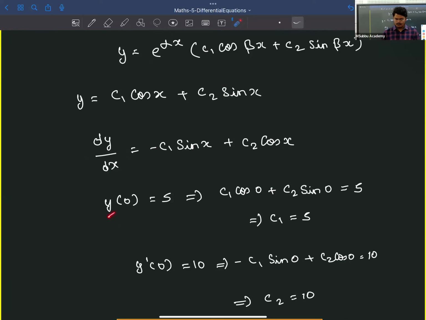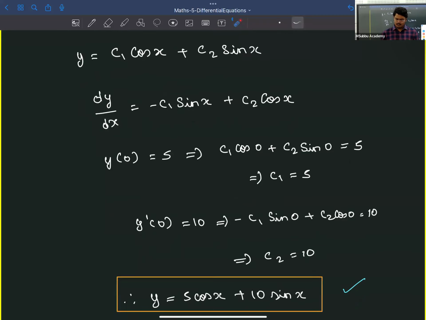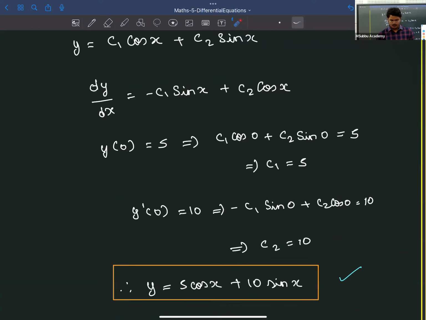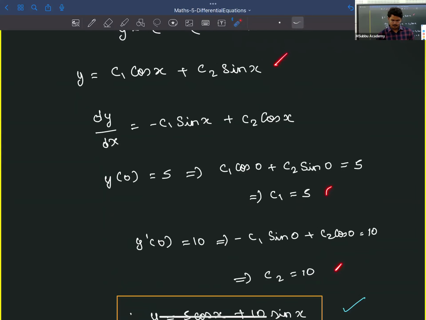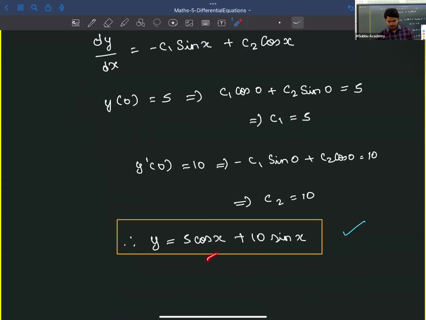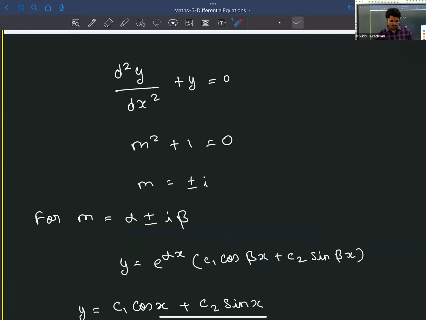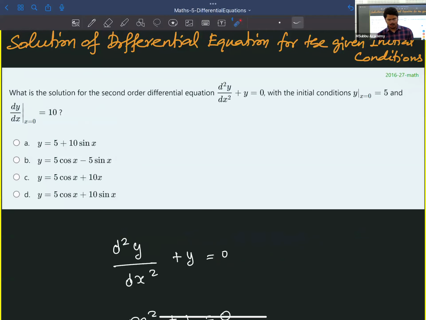Now substitute y of 0. Substitute 0 here. So what do you get? Cos 0 is 1, plus sin 0 will be 0. So directly you get c1 is equal to 5. Then now y dash of x, we have found it as minus c1 sin x plus c2 cos x. Substitute 0 here: this term becomes 0 and this will become 1. So on solving, you get c2 is equal to 10. So substitute c1 and c2 here. So directly y will be 5 cos x plus 10 sin x. So this will be your option D.